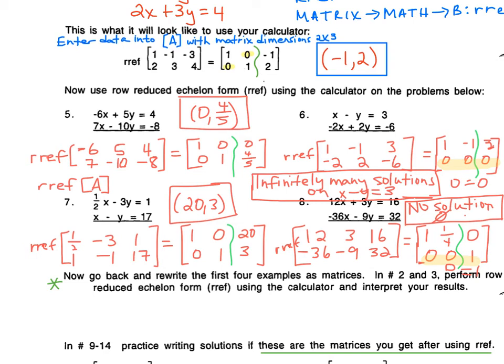And then finally, before we get into the last part of our notes, notice here it says, now go back and rewrite the first 4 examples as matrices, and then in numbers 2 and 3, perform row reduced echelon form, or RREF, using the calculator, and interpret your results. If you would like to go back and practice those on your own, you may. I'm not going to go back and do them because I've done 4 right here, and we've got some more things we're going to practice in the upcoming part of the lesson, but if you would like to do that, you certainly may do so.